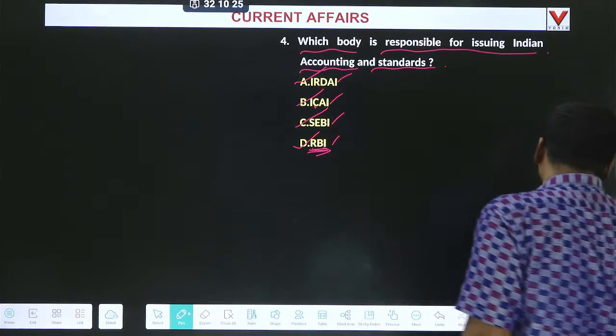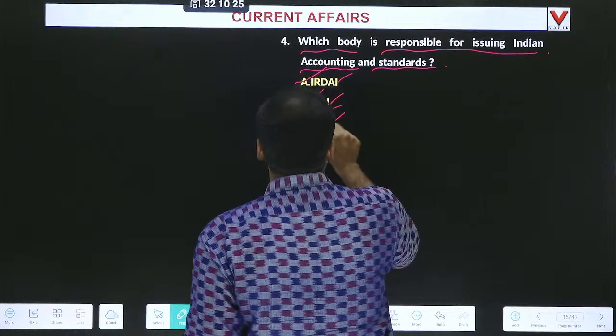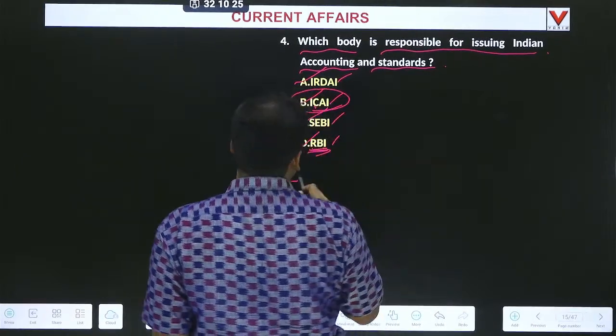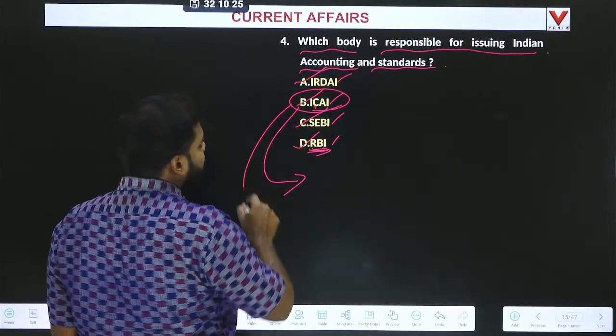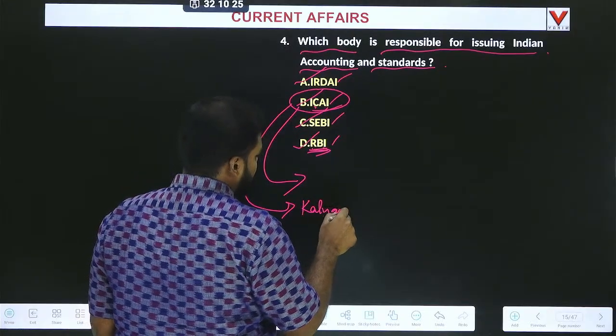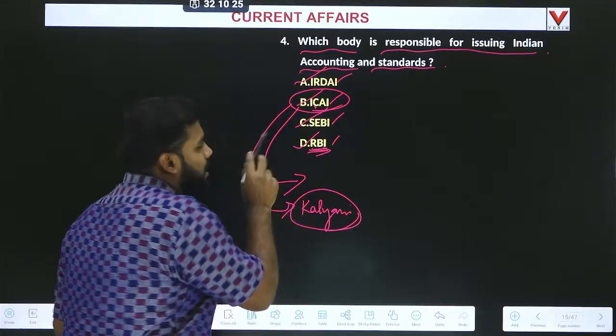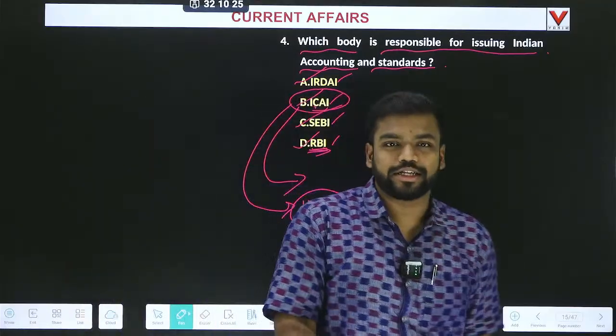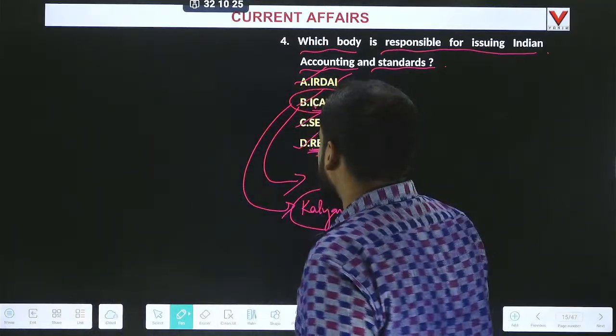Let's discuss the question, right? The answer is ICAI, Institute of Chartered Accountants of India. In Bhubaneswar, you can find them in Kolhani Market, right? The zonal office of the Institute of Chartered Accountants of India is in Kolhani Market, Bhubaneswar, right?